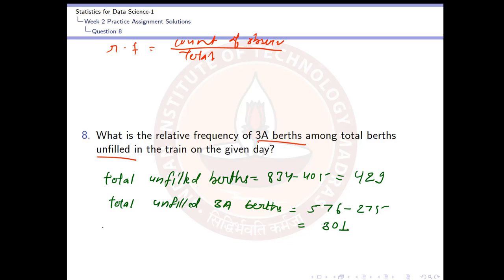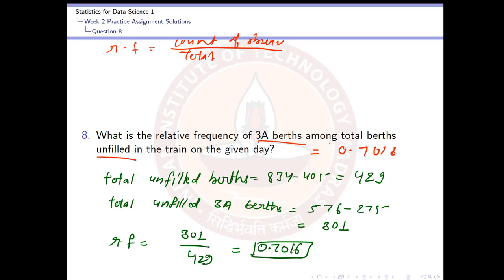So relative frequency will be total unfilled 3A berths upon total unfilled berths. So total unfilled 3A berths are 301 divided by total unfilled berths, which are 429. That will be your 0.7016. So the relative frequency of unfilled 3A berths will be 0.7016. That is the answer.